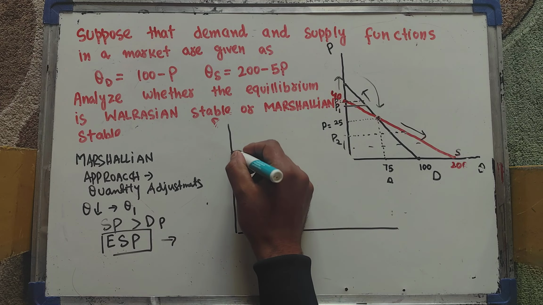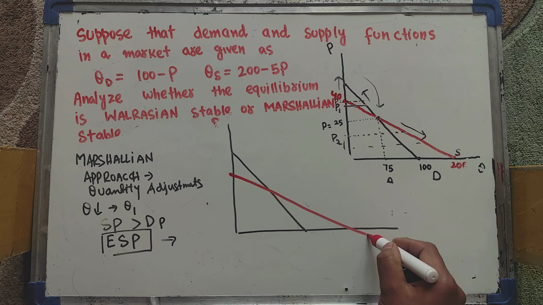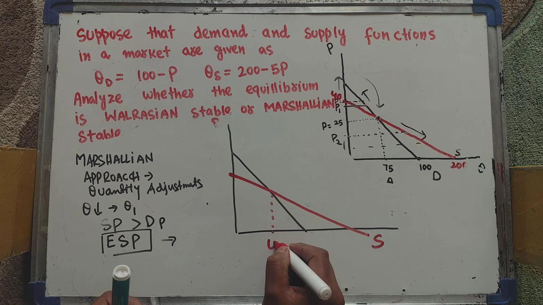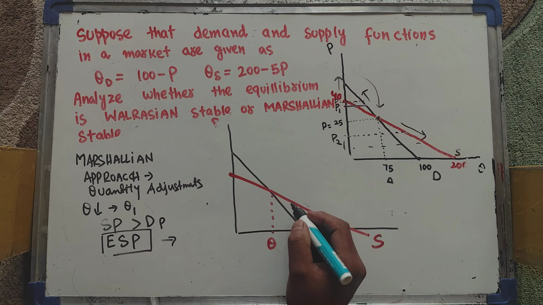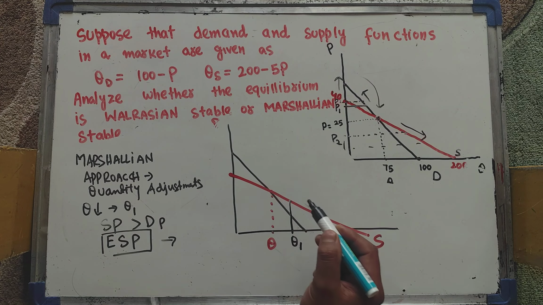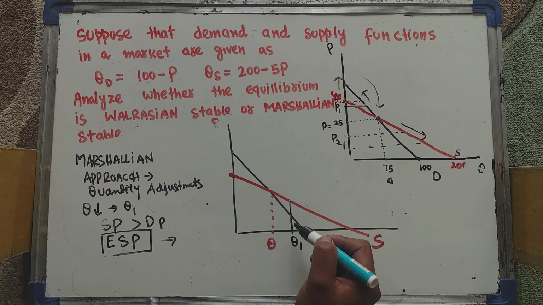Let us suppose this is our demand function, this is our supply function. Initially we were at this point Q. Let us suppose quantity decreases due to some reason to Q1. At Q1, supply price is more than demand price. We have excess supply price here. That means consumers are not willing to pay more price than being charged by the producers.